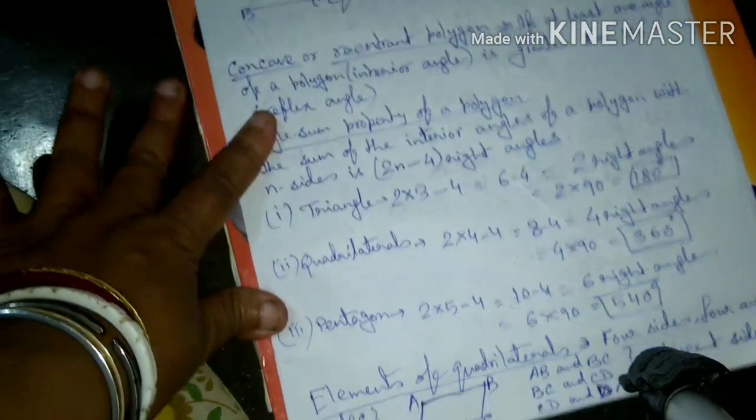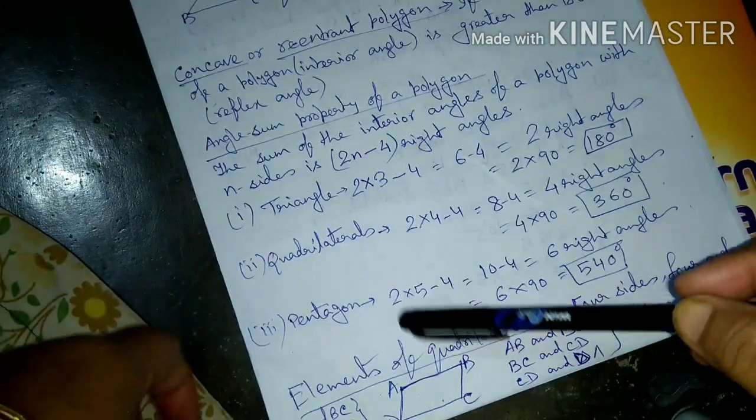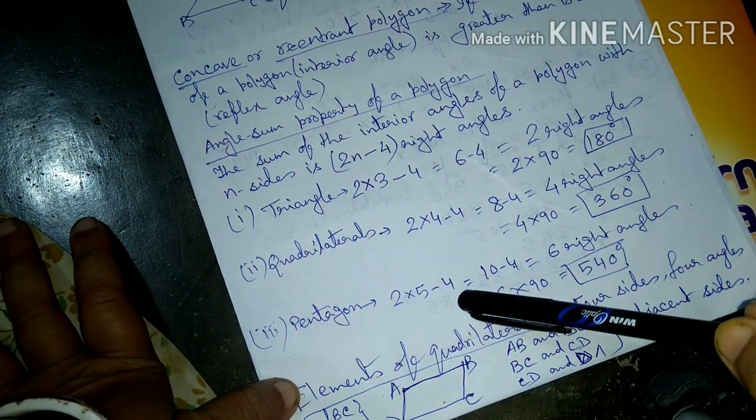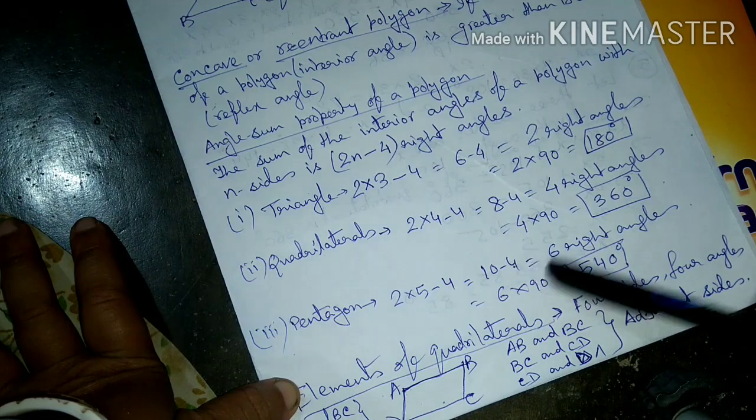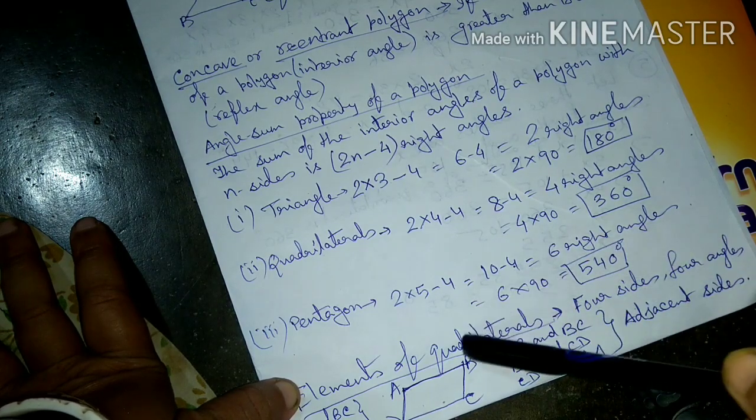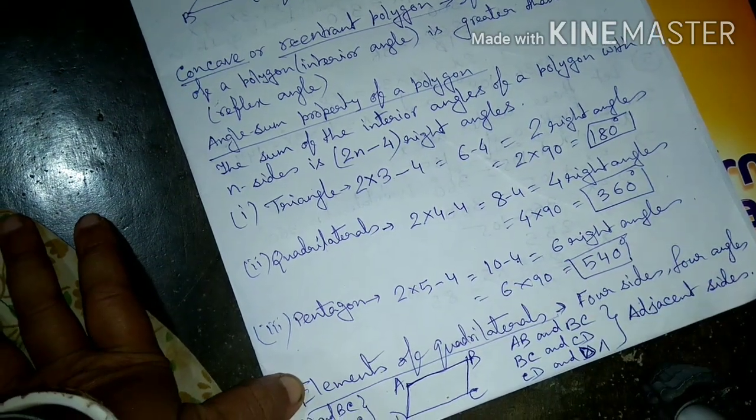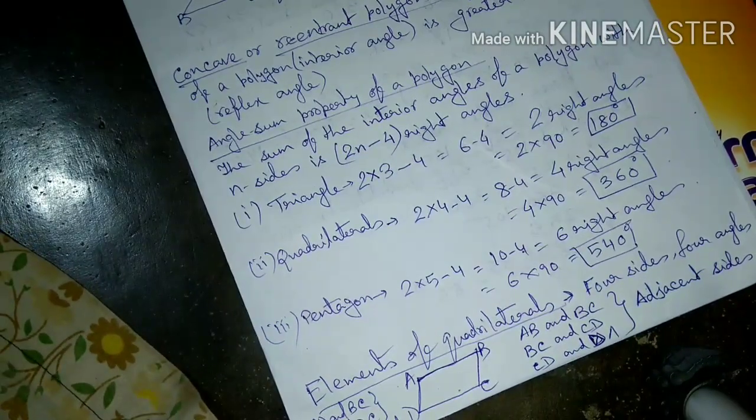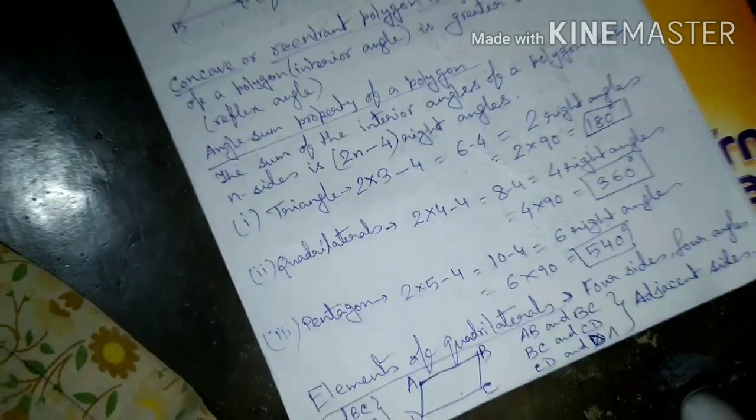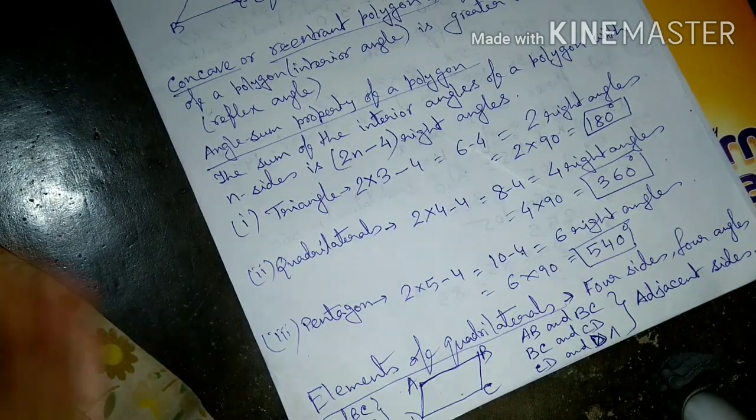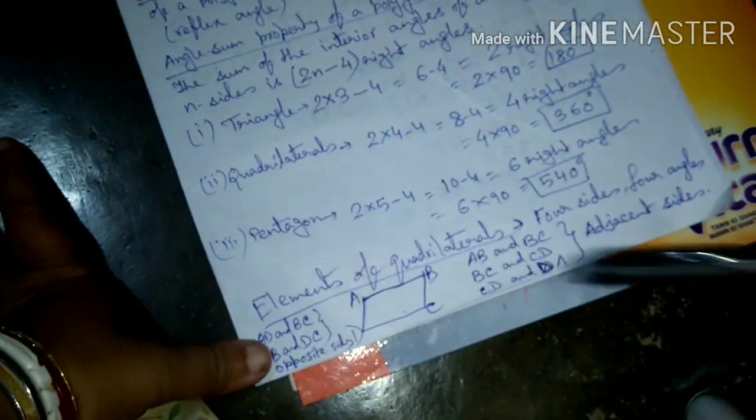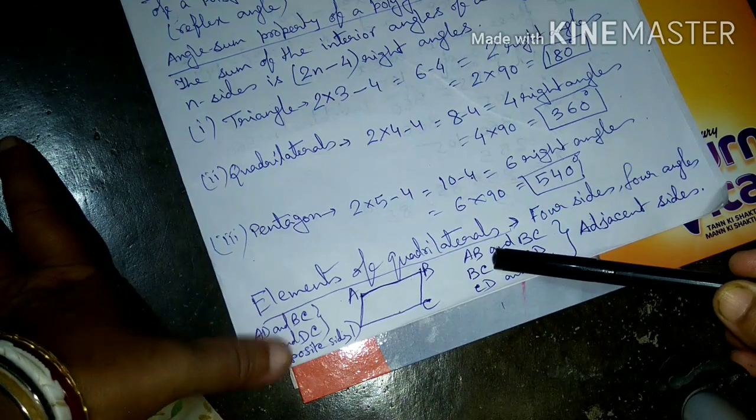In a pentagon, how many sides are there? 5 sides are there. That means 2 into 5 minus 4 comes what? 10 minus 4 comes 6 right angles. That means 6 into 90 comes 540 degree. So in this way we can find out the sum of the angles of any polygon.